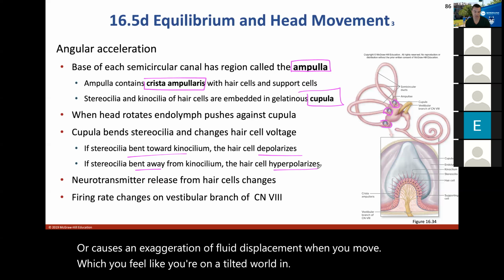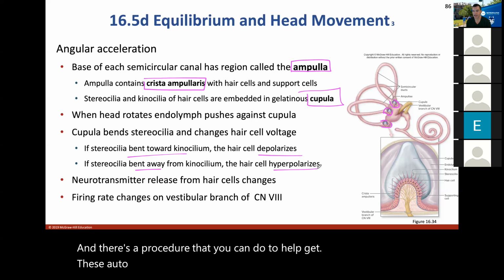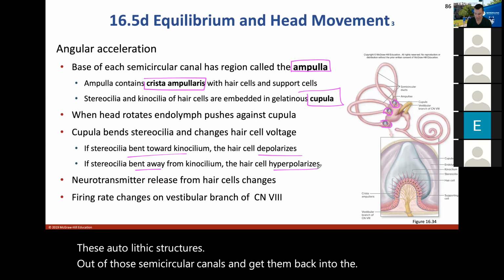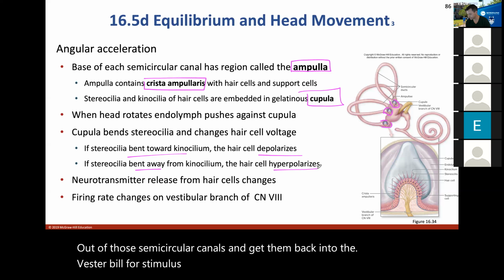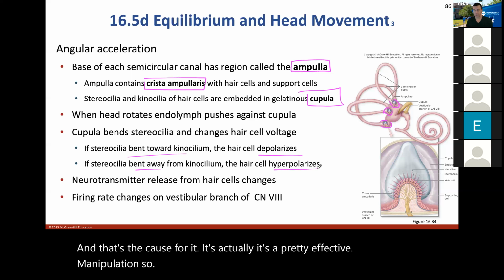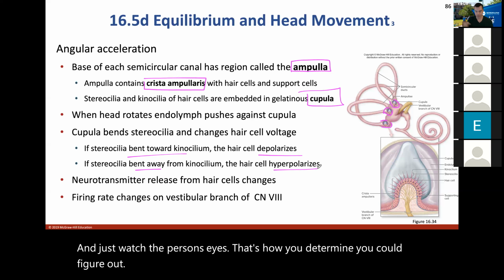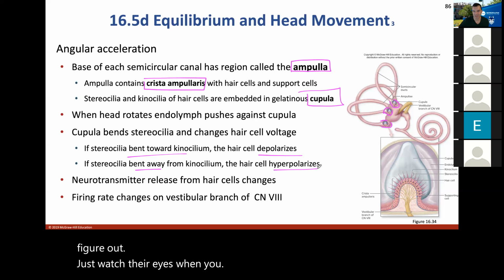And there's a procedure that you can do to help get these otolithic structures out of those semicircular canals and get them back into the vestibular structures. If that's the cause for it, it's a pretty effective manipulation. And just watch the person's eyes. That's how you determine it. You can figure out, just watch their eyes when you put them on a tilt-a-whirl.